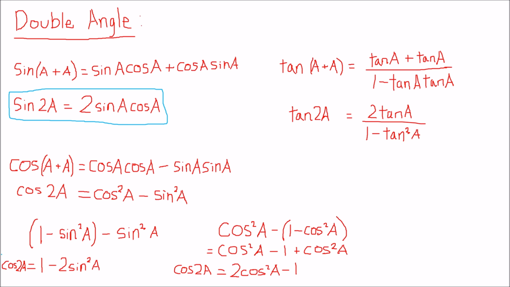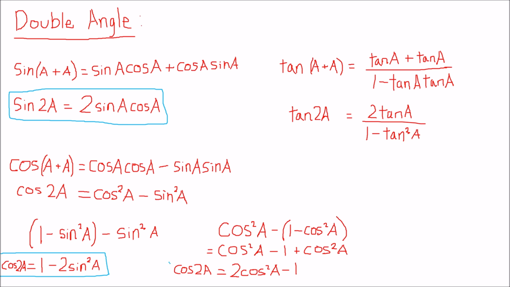Again, instead of replacing cos squared A, we're going to change the sine squared A. We know that sine squared A is 1 minus cos squared A. If we expand this bracket here, we get cos squared A minus 1 plus cos squared A. Then we can simplify to get cos 2A is equal to 2 cos squared A, because you have cos squared A here and cos squared A here. So you add them up and get 2 cos squared A minus 1.